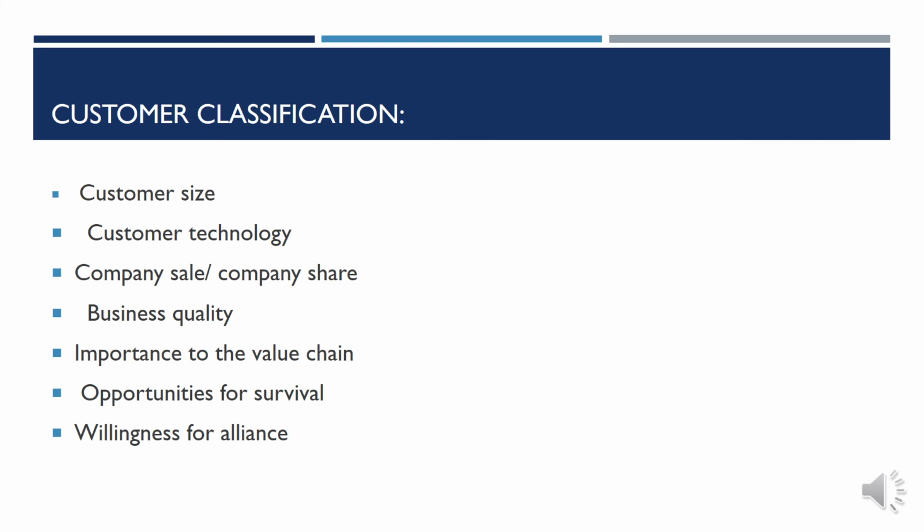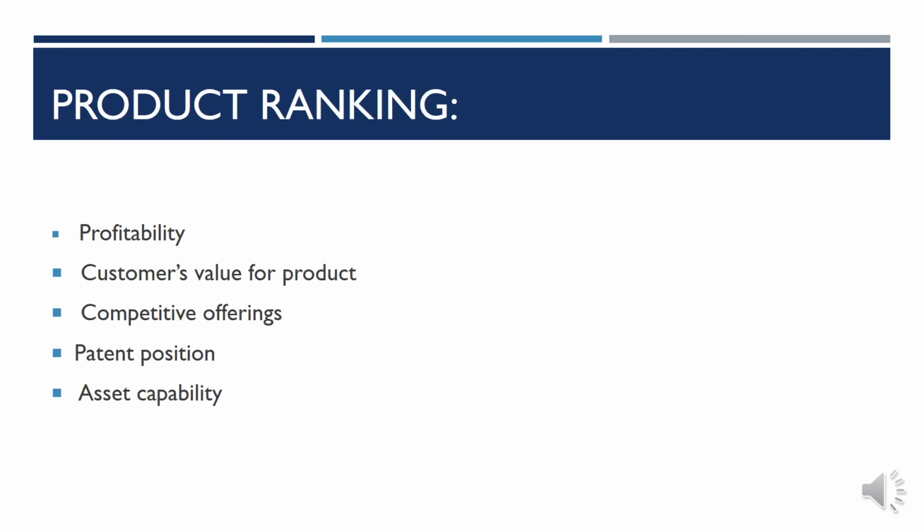Here, it involves the customer size, customer technology, company share, its business quality, importance to the value chain which has been considered, opportunities for survival, and the willingness for alliance. Next is the product ranking, which involves the profitability, customers' value for the product, competitive offerings, patent position, and then the asset capability.